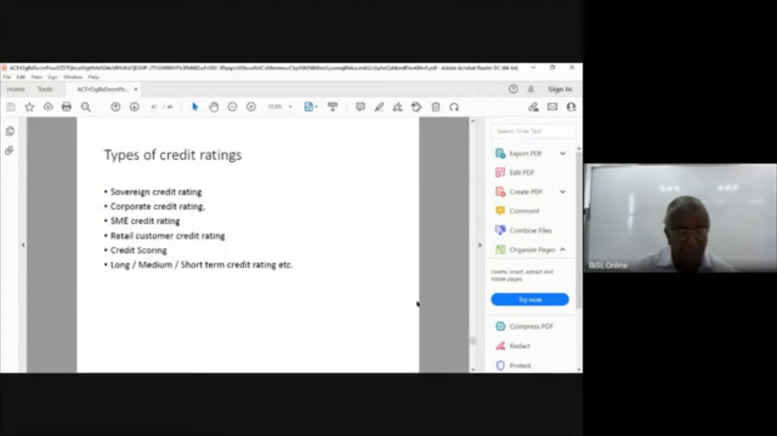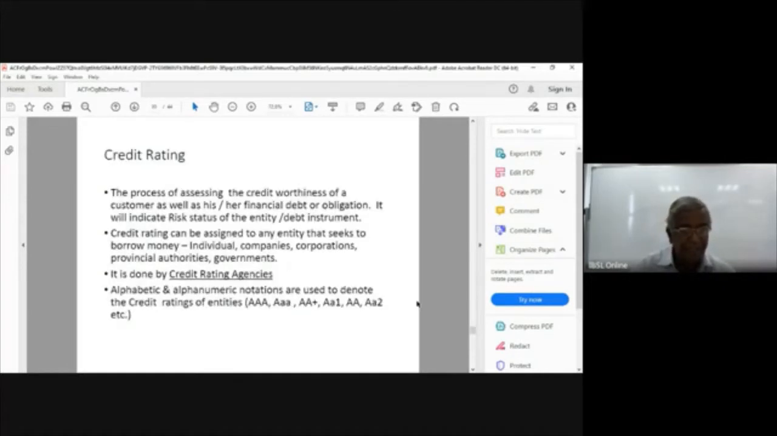Now, before that one, I told you about the credit rating. They give various ratings, AAA plus. That means Standard & Poor's gives this AAA plus, AAA. That is well-established, in a financially very sound position. This rating indicates certain things. AA plus, if they give that notation, that indicates their repayment capacity is good. They can repay their liabilities.